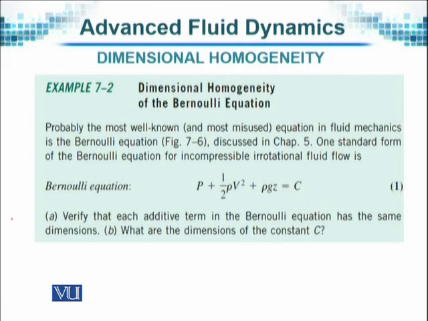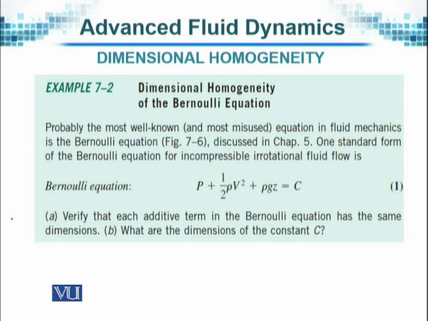First, we try to work out this example, and we see Bernoulli's equation is P plus half rho V square plus rho Gz is equal to constant. It can be written in different forms. Sometimes we divide throughout by rho, sometimes not. But they are all equivalent forms of Bernoulli's equation that we have come to know.